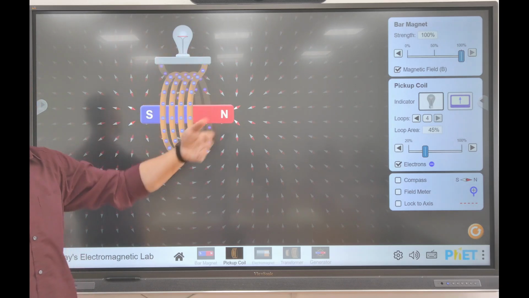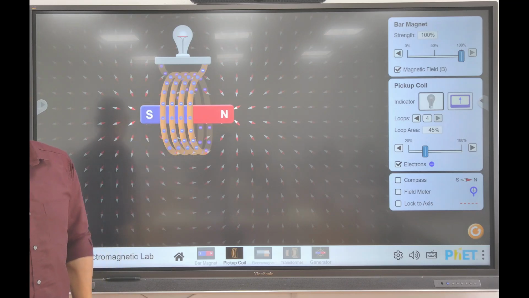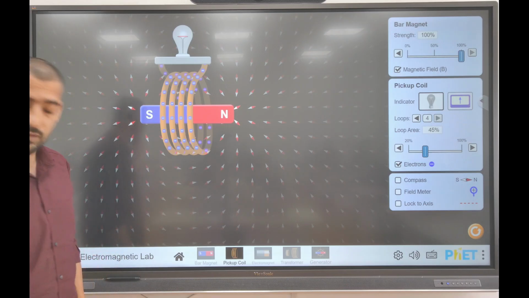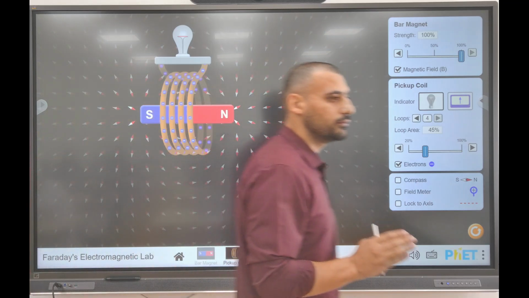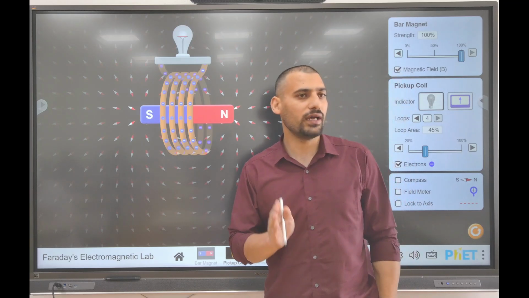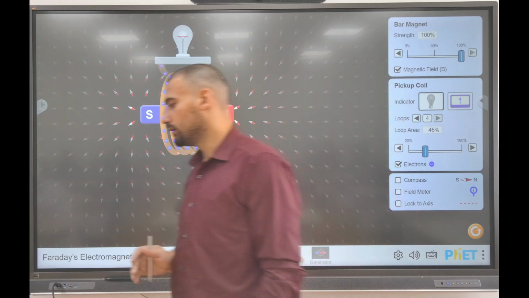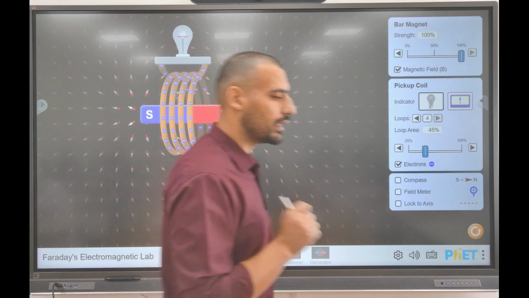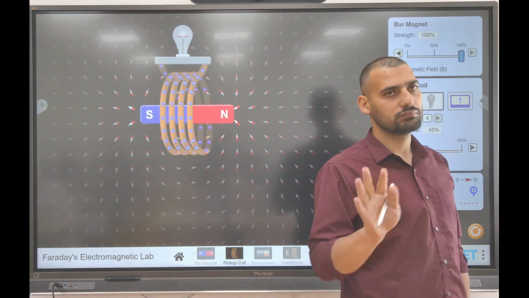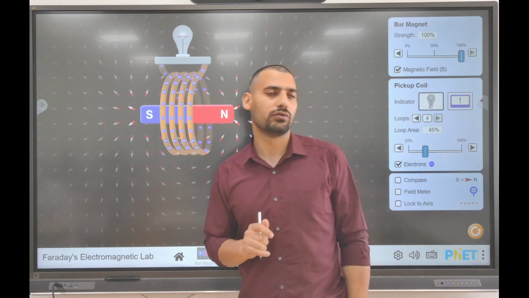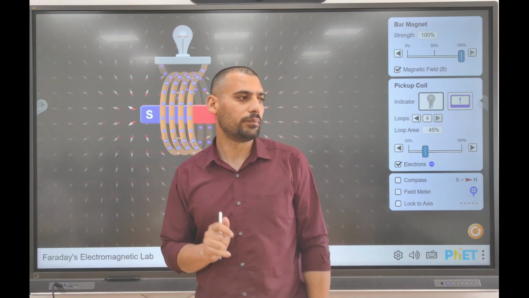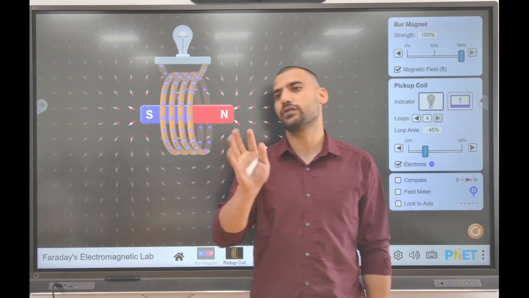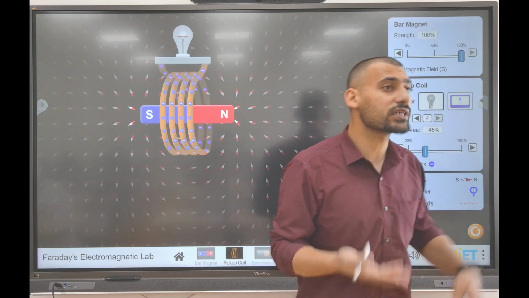So what was the reason? What is happening? What did you write? When the coil is kept? No, the last thing I wrote is when both are at rest, nothing happens. Fourth point, when the coil is kept inside the magnetic field, the bulb doesn't glow. Okay? So these were the observations. Now he has to conclude something from it.